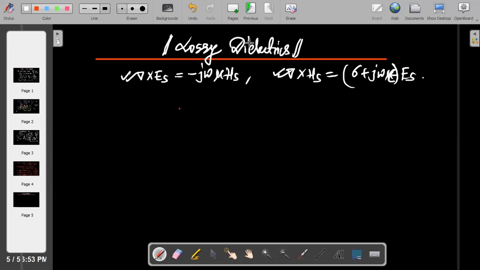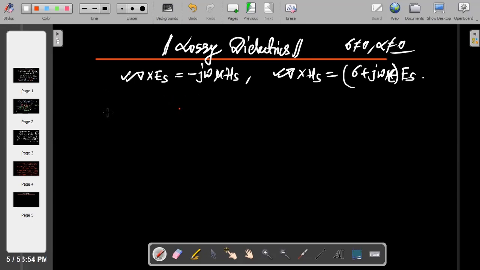Now lossy means your sigma is not equal to 0 and alpha is also not equal to 0. These two things you need to remember, correct? And what is your mu and epsilon? Mu is equal to mu_r into mu naught, and epsilon is epsilon_r into epsilon naught. These two things you remember.